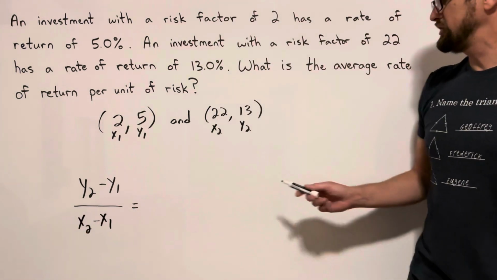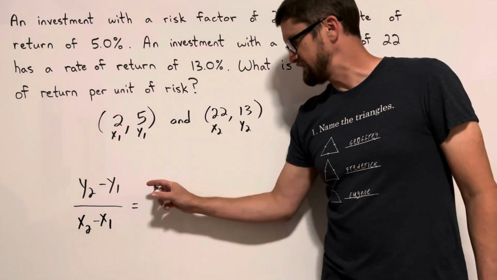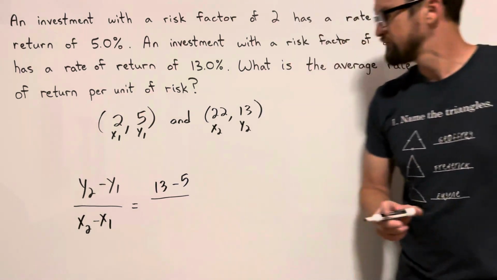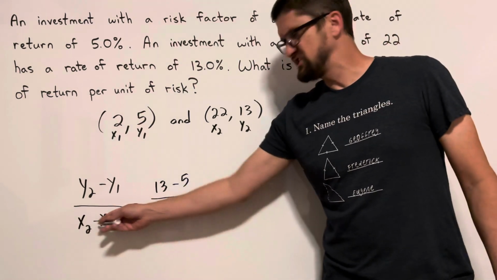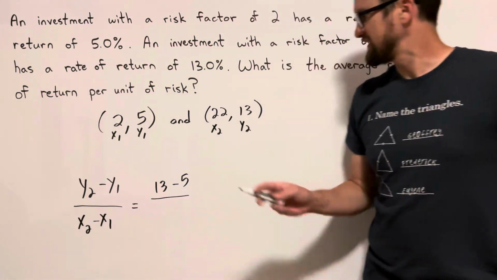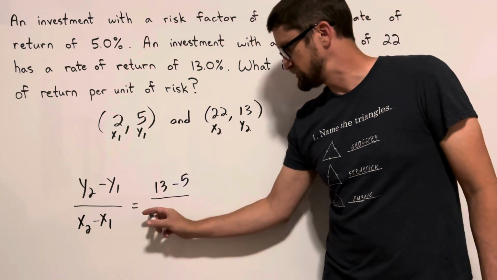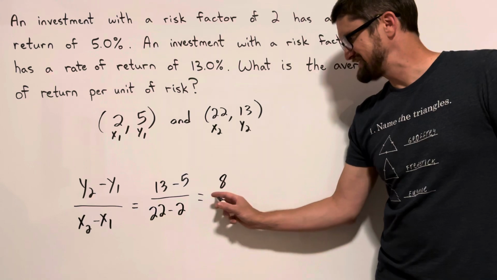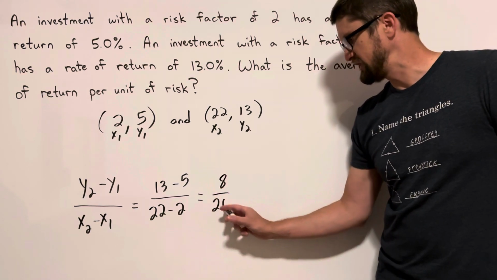All right, so plugging in here, the top is 13 minus 5. That's the change in the rate of return. And we want to divide that by the change in the risk factor from 22 to 2. So 22 minus 2 here on the bottom. That's going to reduce down to 8 over 20.